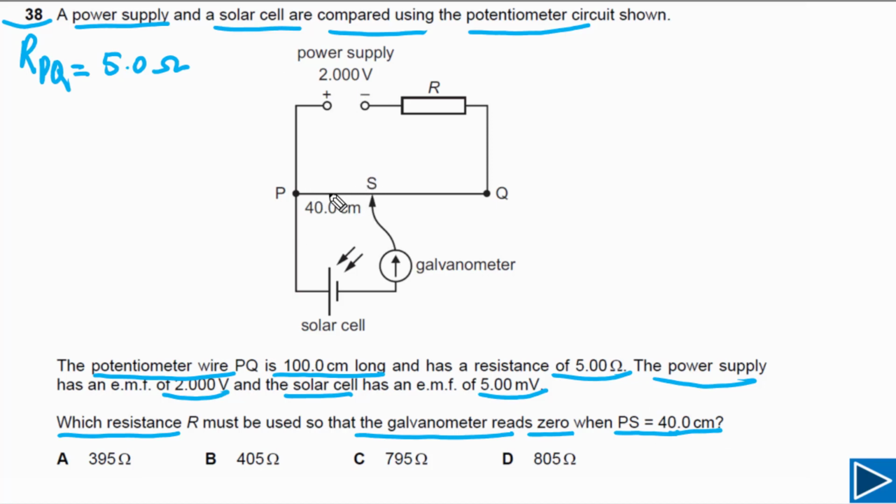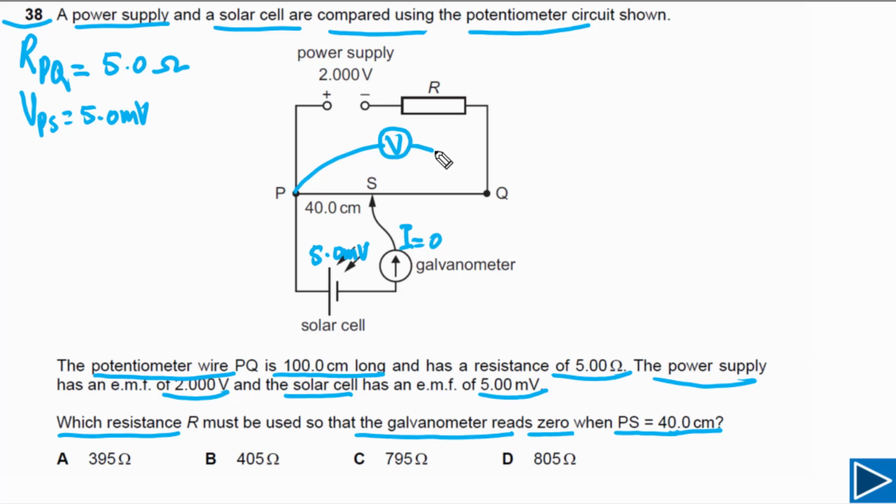So first of all, we need to find out the potential difference across PQ. But we need to understand the potential difference across PS. This is equal to 5.0 millivolts when the galvanometer reading is equal to 0. So this is the first point we need to understand. So we can simply say that in this case VPS is equal to 5.0 millivolts. And the length of PS is also given, that is equal to 40 centimeters, and the length of PQ is given, that is equal to 100 centimeters. So we can find out the potential difference across PQ. So this is our main goal now.